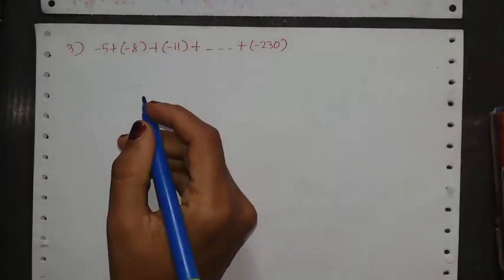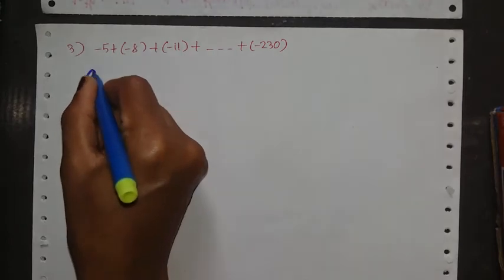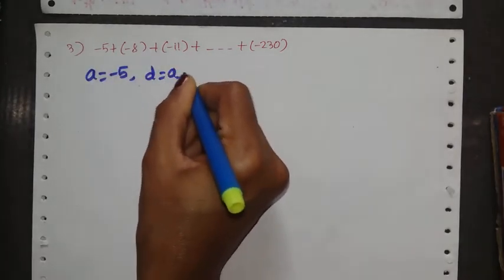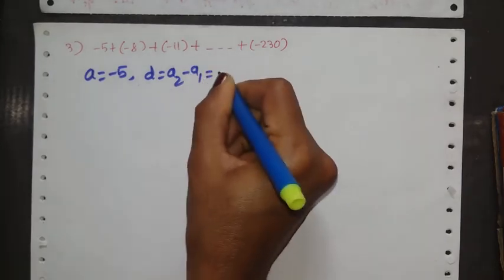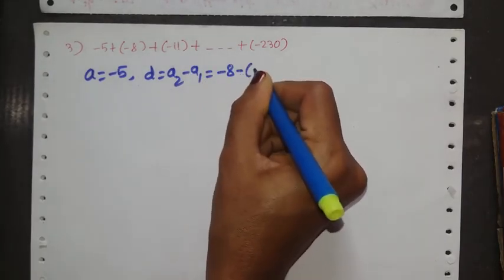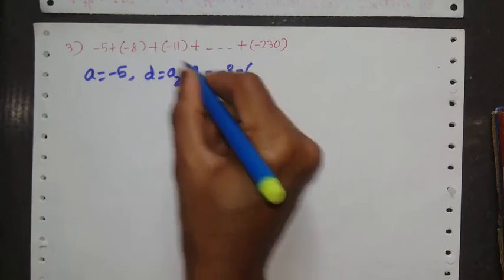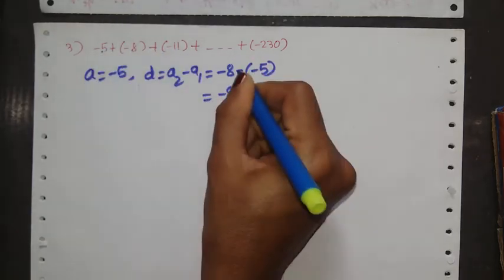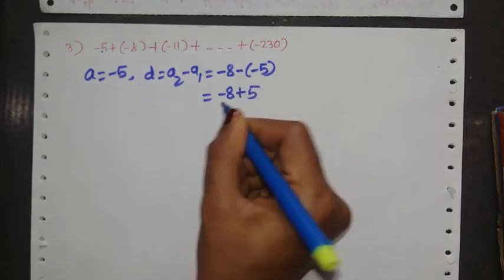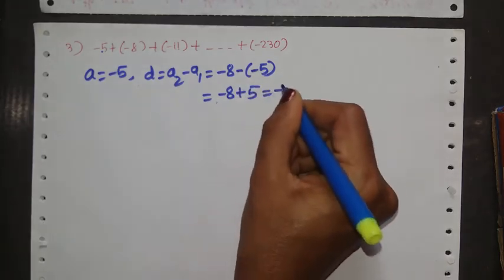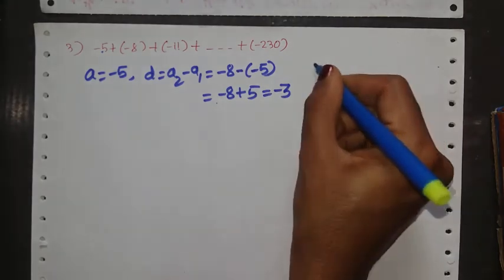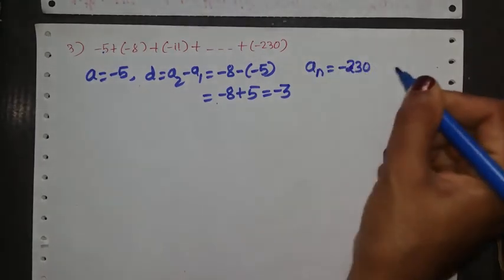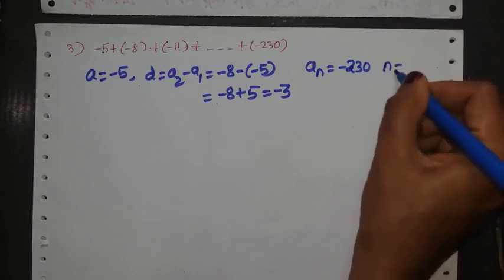In third question, here a is minus 5, common difference is a2 minus a1, is minus 8 minus of minus 5. This is equals to minus 8 minus into minus plus 5. Minus 8 plus 5 is minus 3. Yes, last term an is minus 230. Yes, here we need to find out the value of n.